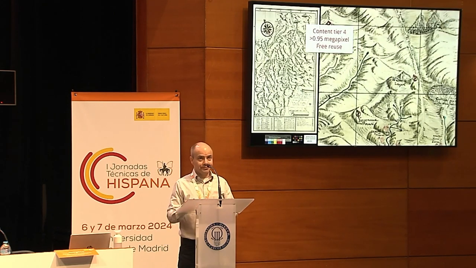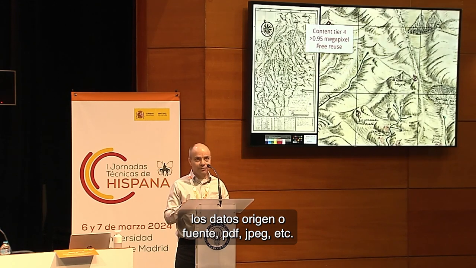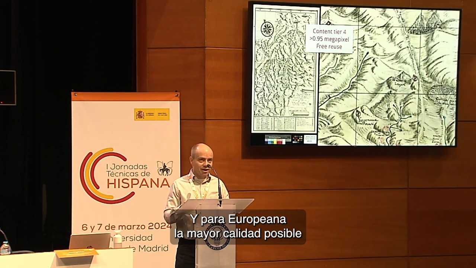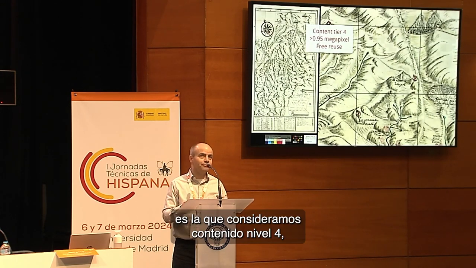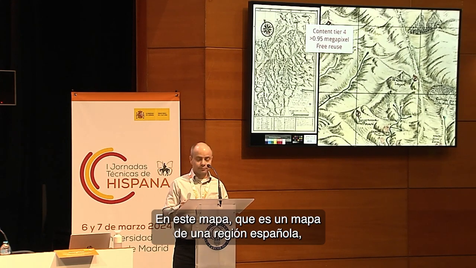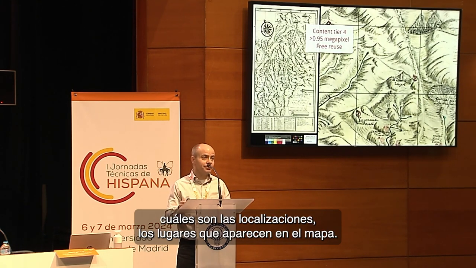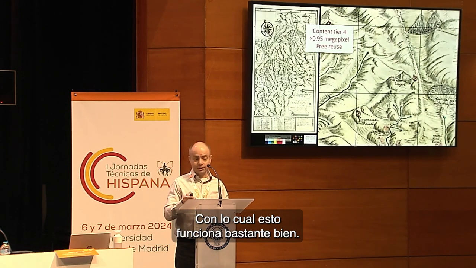This is much better. We had the discussion yesterday about source data, best possible quality, PDFs, JPEG, and so on. And for Europeana, the highest possible quality, which we label content tier 4, is about 1 megapixel in size for an image. Like this map, this is from Spain and also about a region in Spain, and it's actually good enough quality that you can read the locations and places on the map, so that works quite well.